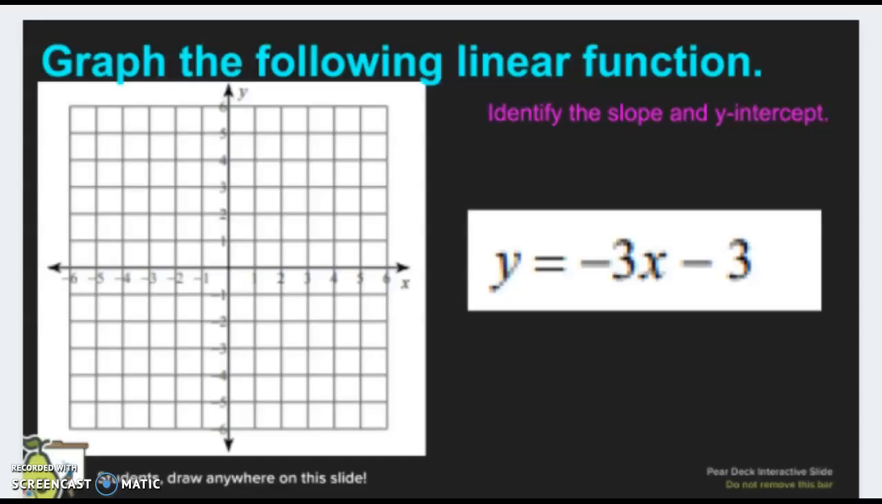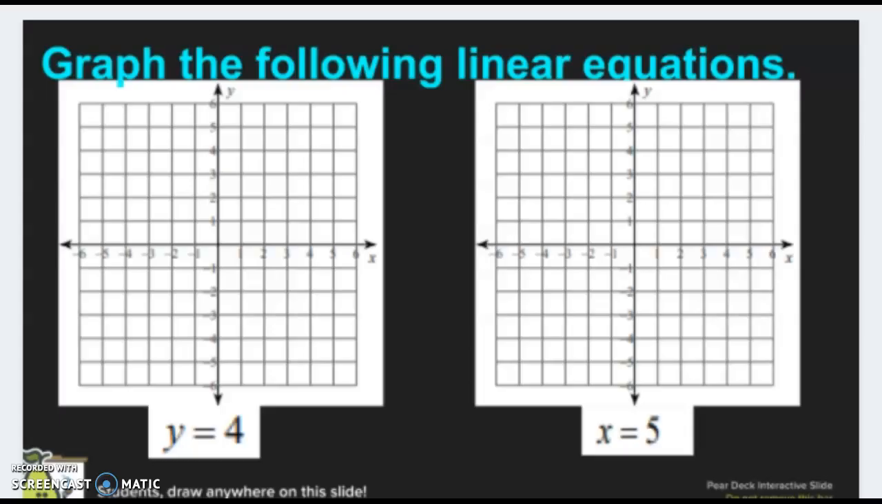Okay, work on identifying your B and your M first. Slide number 16 is also bonus.